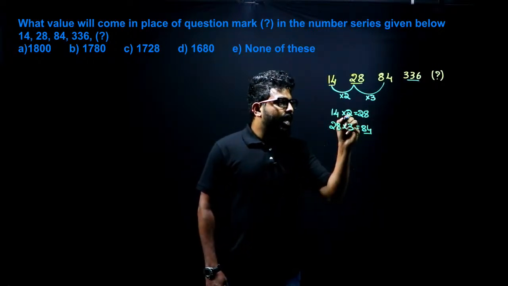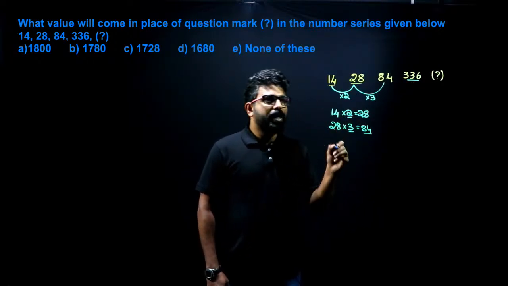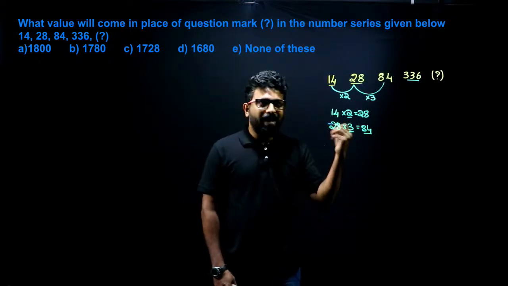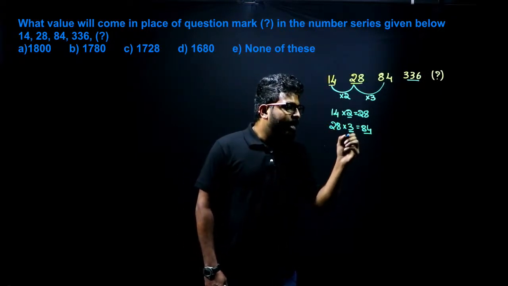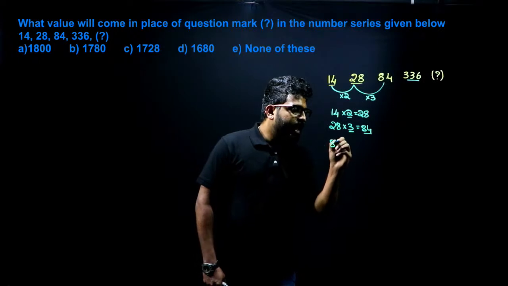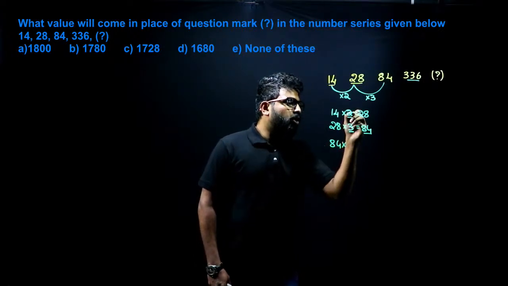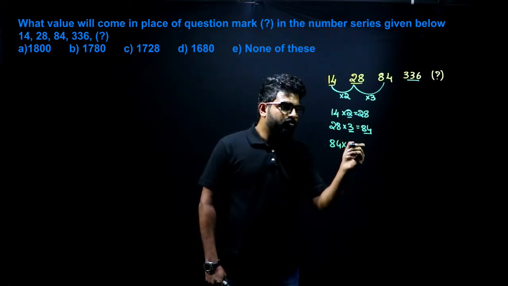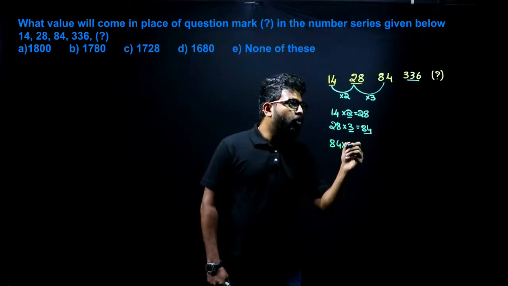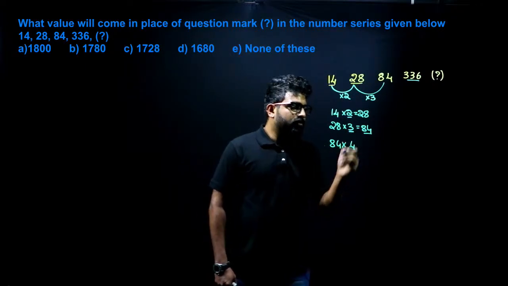Look at my logic here. I multiplied it with 2. I multiplied it with 3. It should be either 5 or it should be 4. Why did I say 5? Because if the logic was consecutive prime numbers, it would have been 5. But in this case, let me check with 4. So I'll start checking with 4.